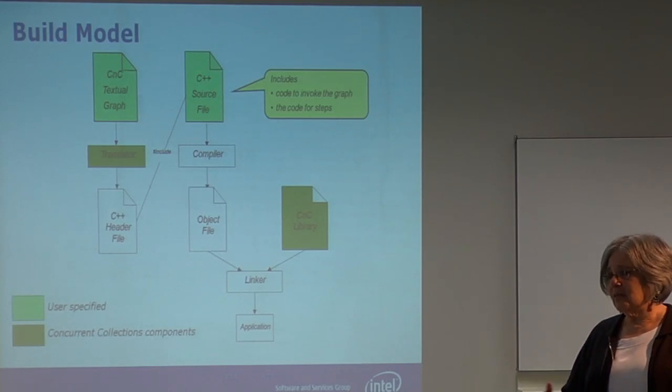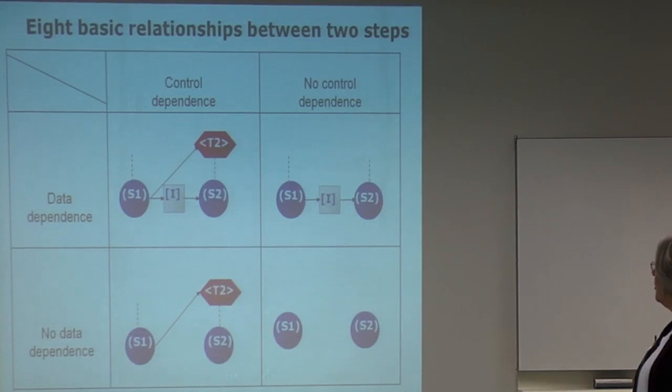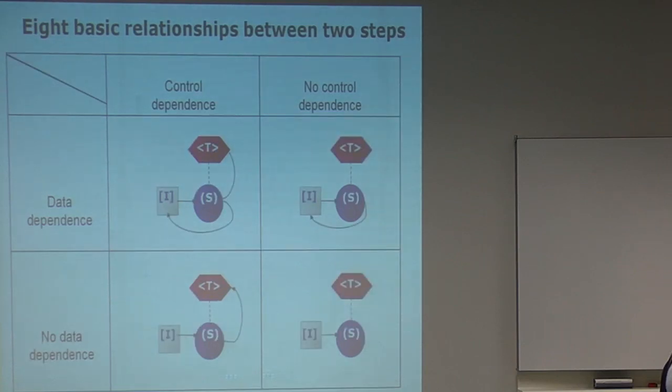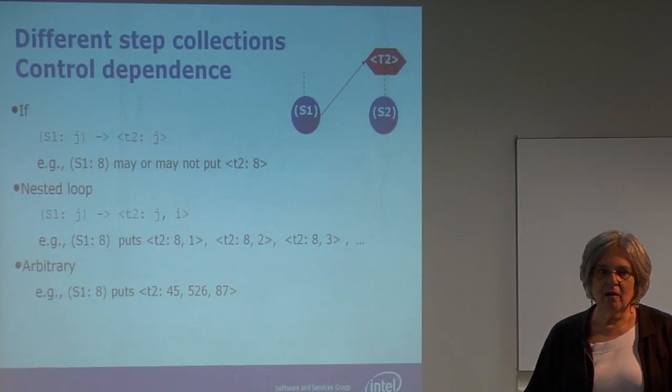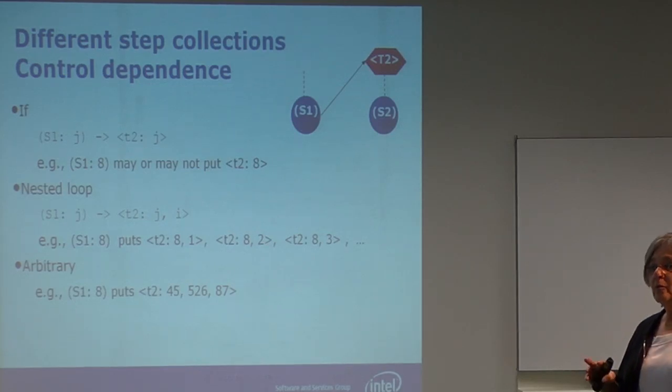So I think given that we had, okay, so I was at the 8 different relationships here, and I'm going to show you examples just from 2 of them. So this one is the relationship where there's 2 different steps and there's a controller-controllee relation between them. So what might that be? It might correspond to what you think of as an if statement. So S1 of J is producing, maybe or maybe not producing T2 of J.